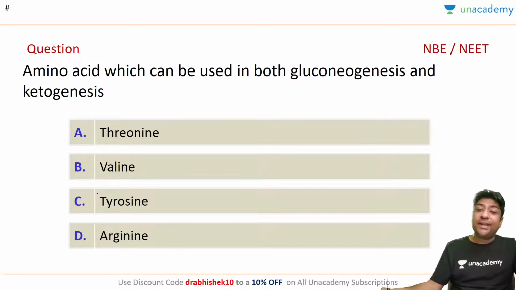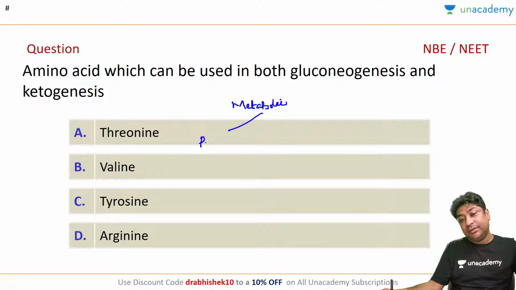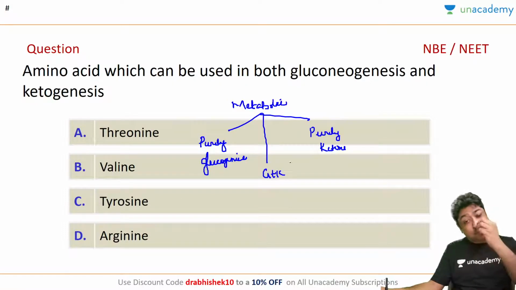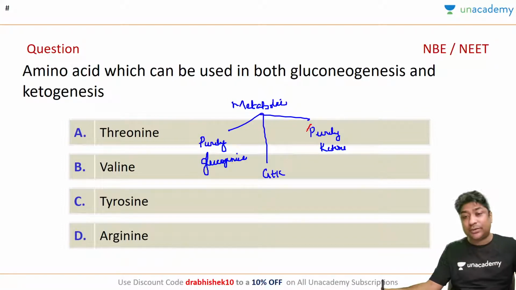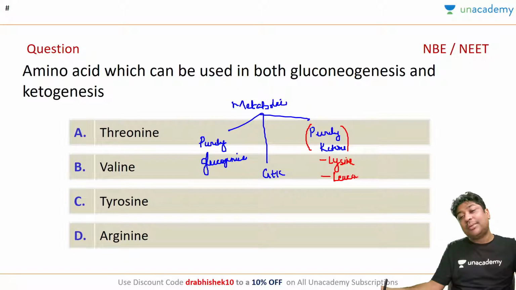So remember, based on the metabolic fate, we classify amino acids as purely glucogenic, purely ketogenic, and both glucogenic plus ketogenic. When we talk about purely ketogenic, there are only two amino acids. We call them lovebirds, lysine and leucine. Why? Because these are the only two amino acids which will never form glucose. All the rest will either be purely glucogenic or at least glucogenic plus ketogenic.